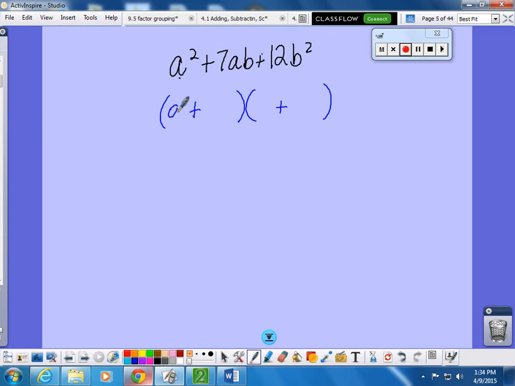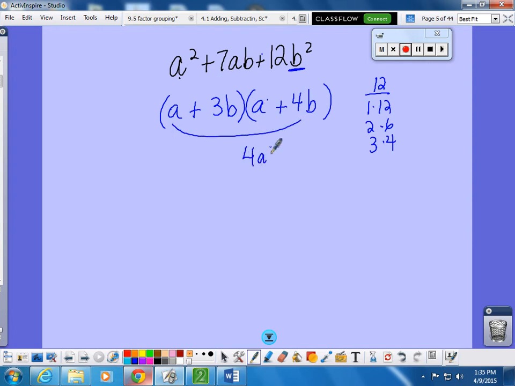Okay, what goes here and here? A. When I think about my factors of 12 again, I need factors you multiply to get 12, but that you add to get 7. 3 and 4. And not only would I put 3 and 4, but I also have to have what with them? B, B with each one. So if I do first, I get a squared. Outer is 4ab. Inner is 3ab. If I add those together, I get the middle term, which is what I wanted. And then last would be 12b times b, which is b squared. That's my answer.